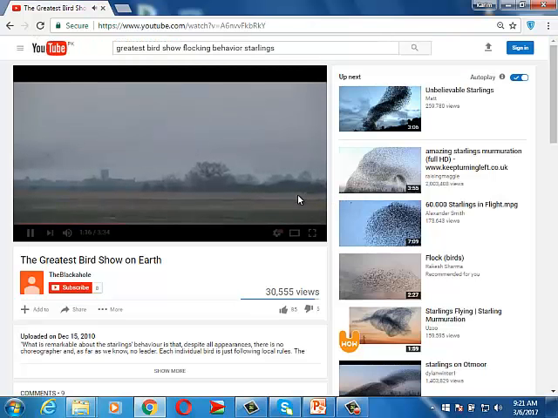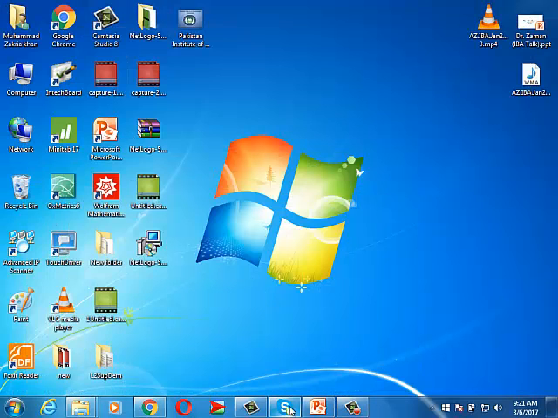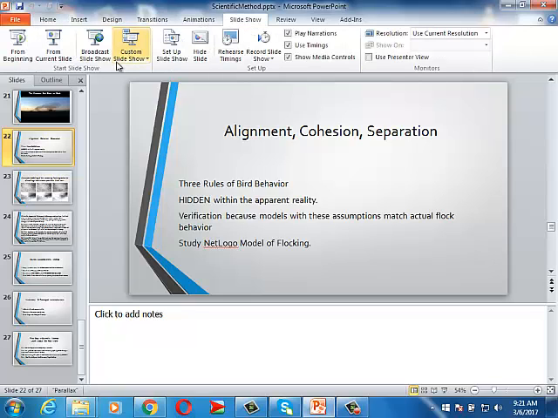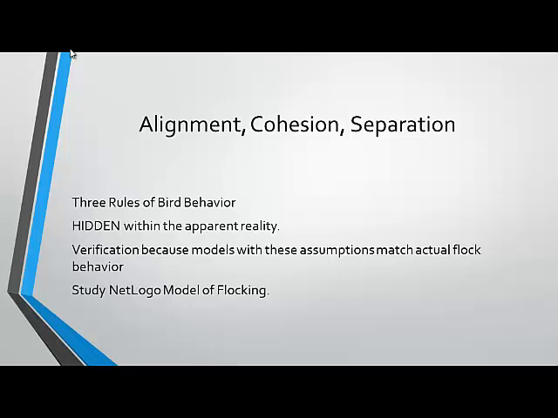What happened? Rules, it's coming now. We are looking at the rules. Okay, I'm going to stop this here. Okay, so how do you? Oh, I think you go into the slideshow and you say from current slide. Yes.